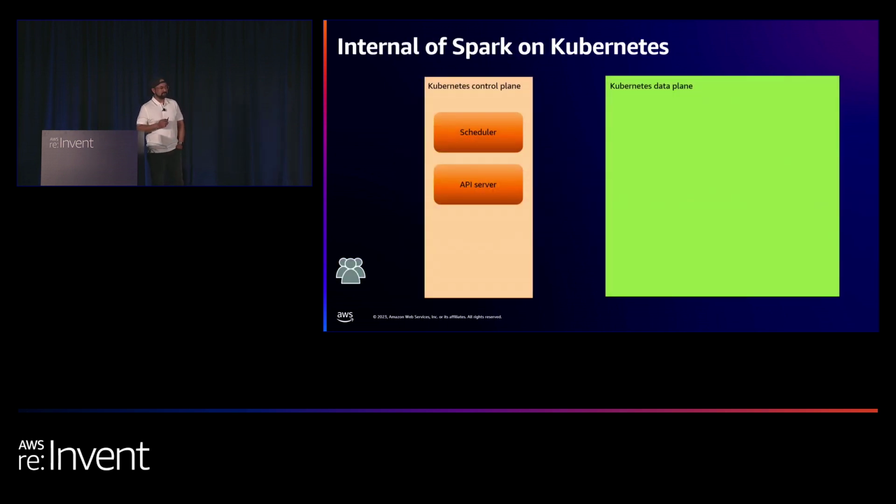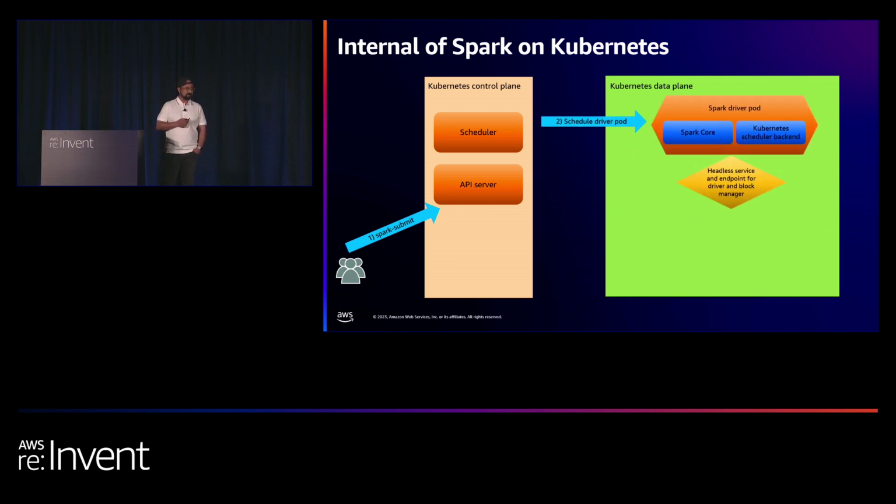Now, let me show you end-to-end how Spark on Kubernetes works. As you see on the slide, we have a control plane and a data plane. When a user submits a Spark submit to the control plane, the scheduler will schedule the pod, and with the Spark core and a headless service, the Spark driver gets created in the data plane.